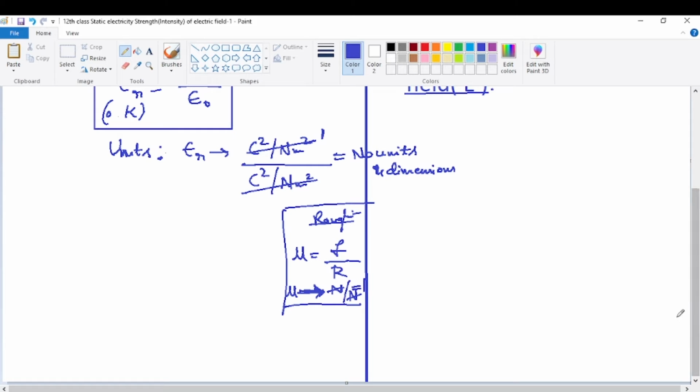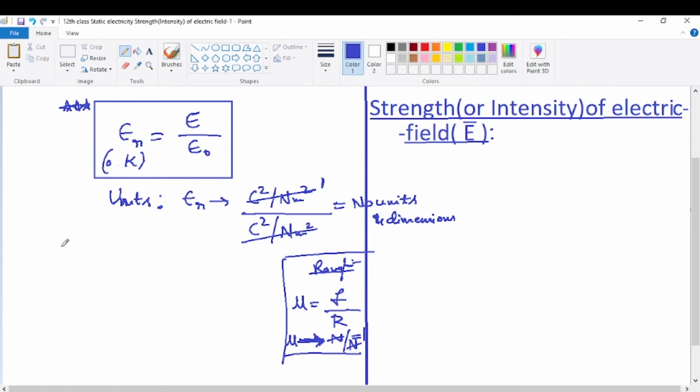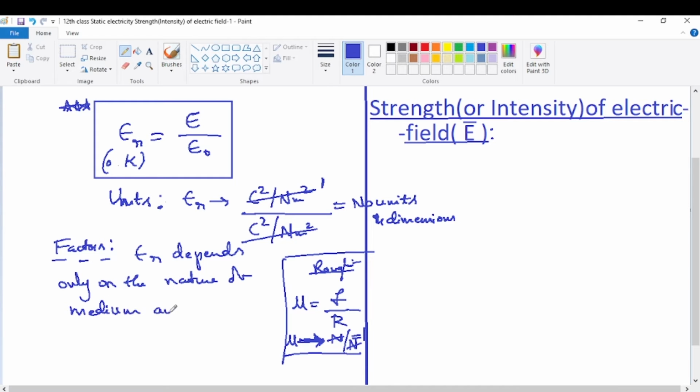Now, factors. This should also be mentioned immediately. What are the factors on which epsilon r depends? Epsilon r depends only on the nature of medium and temperature. That means the temperature of the medium. These are the factors on which epsilon r depends.